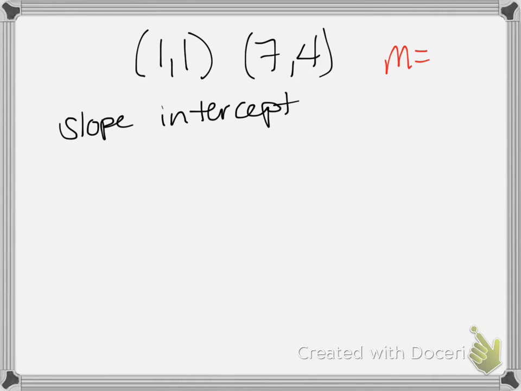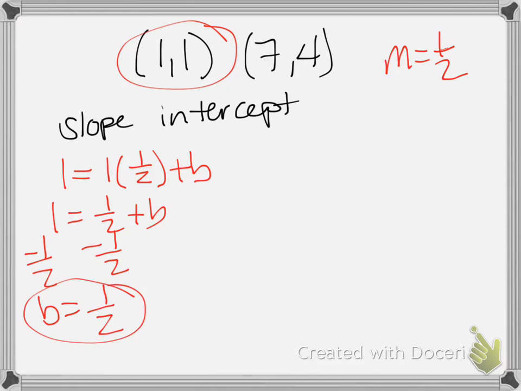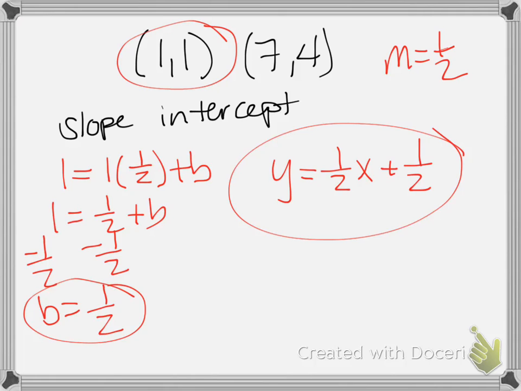So we found my slope to be 1/2. So I could find my point slope equation and solve. Otherwise, I can pick a point and plug it in. So let's try that. So I'm going to put 1 equals 1 times my slope plus b. 1 times 1/2 is 1/2. I subtract 1/2 from both sides. So b should equal 1/2. I rewrite my equation with my slope and my y-intercept. So I'm going to get y equals 1/2 x plus 1/2. And there is my slope-intercept equation.